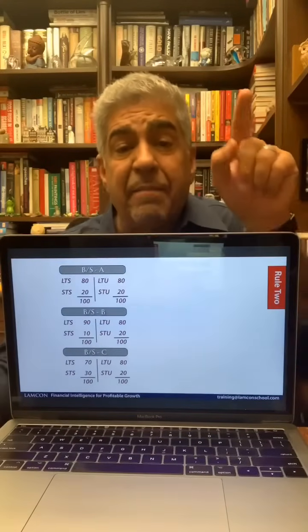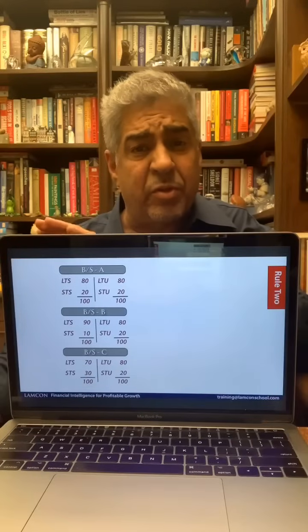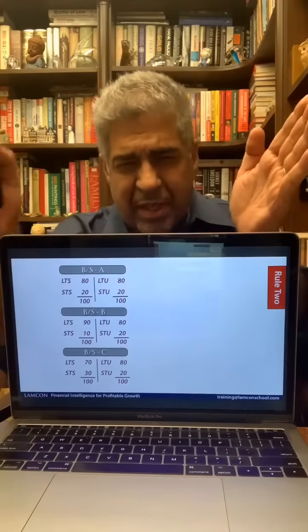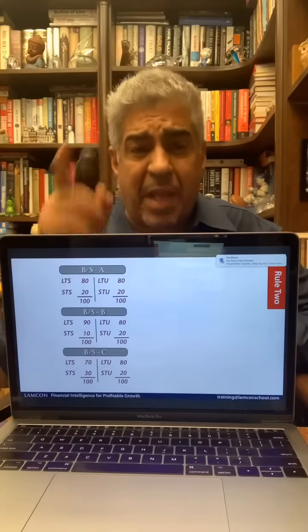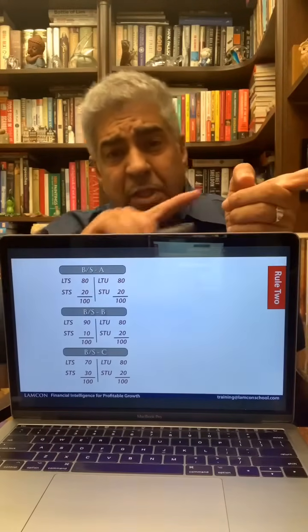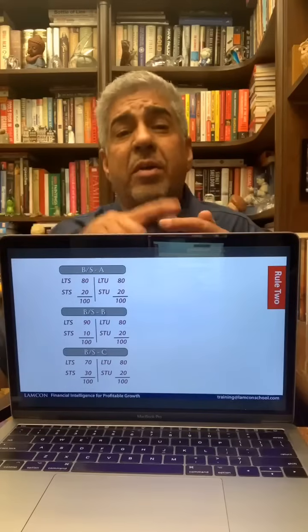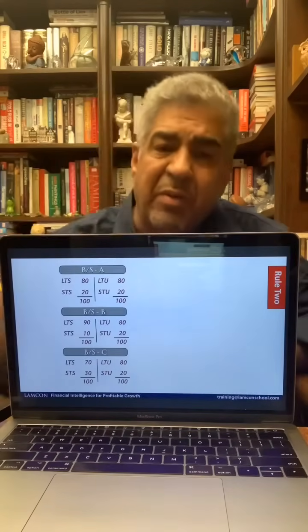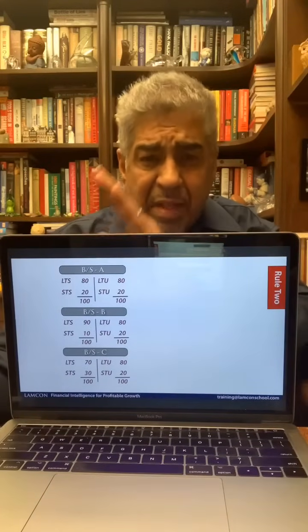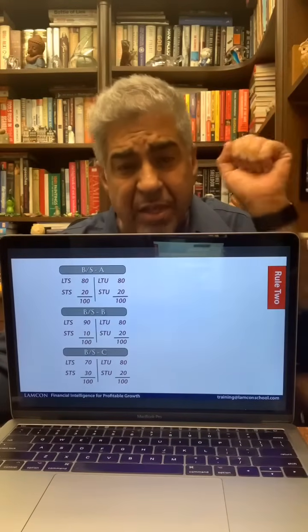I repeat, where long-term sources and long-term users are the same, short-term sources and short-term users are same, type A. Long-term sources are greater than long-term users and short-term are lesser, type B. When long-term are lesser and short-term are greater, we will call it C. Do you agree? There cannot be a 4th type of balance sheet.